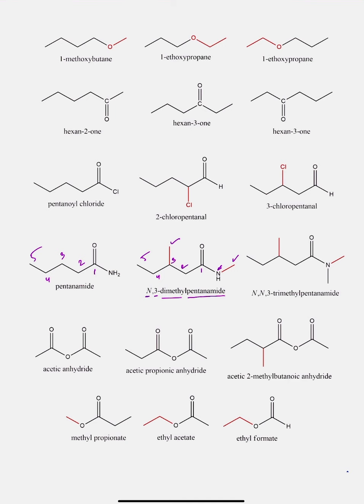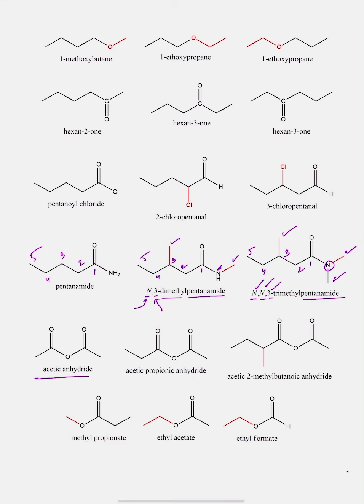You first write down the letters like N, and then you write the numbers like 1, 2, 3 in order. So first come the letters, then come the numbers in order. So here again it's the same, it's 1, 2, 3, 4, 5 carbons, so it's pentanamide again, and there are 3 methyl groups. 2 of them are attached on nitrogen, that's why N comma N, and 1 is attached at carbon 3, that's why 3. So it is N,N,3-trimethylpentanamide, and these are anhydrides.